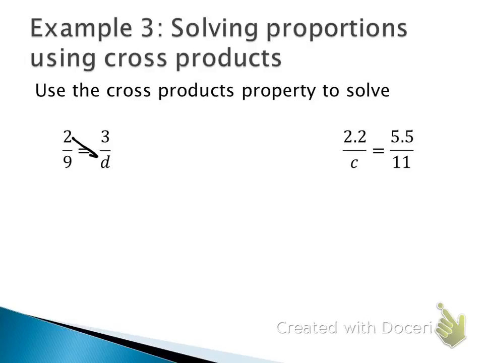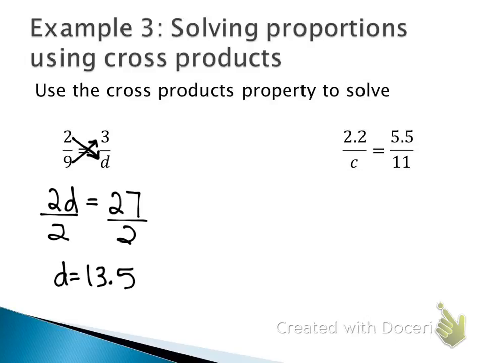We take the terms that are diagonal from each other and we multiply them together. So what's 2 times D? 2D. And what's 9 times 3? 27. Okay, and you're going to set up an equation. And now you're going to solve for the variable. So how do you solve for D? Divide both sides by 2. And D is 13 and a half.